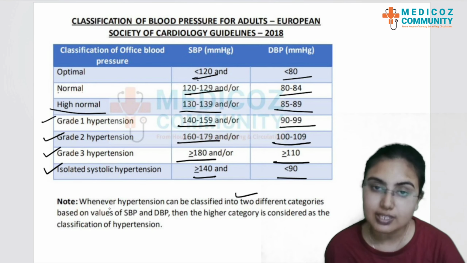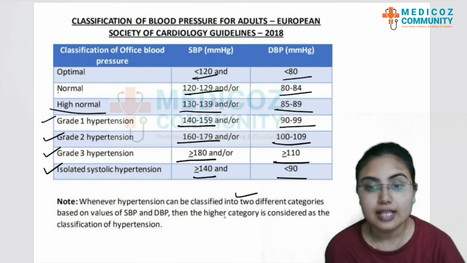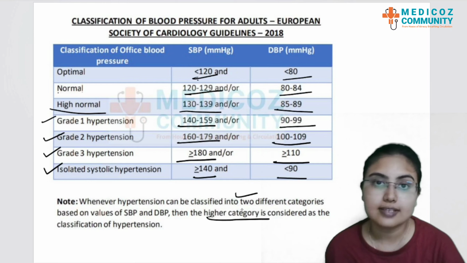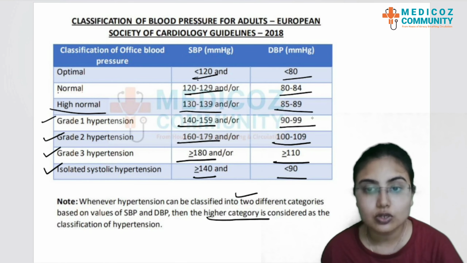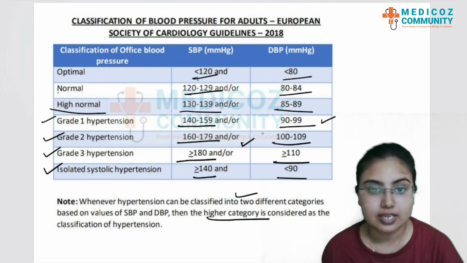You should also note the following point: when hypertension can be classified in two different categories based on the values of systolic and diastolic BP, then the higher category is considered as the classification of hypertension. For example, if the diastolic BP of a given patient is in the range of 90 to 99, but his systolic is 160 to 179, then he is classified as grade 2 hypertension.